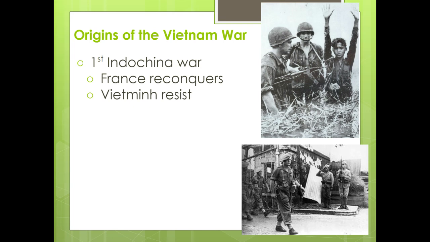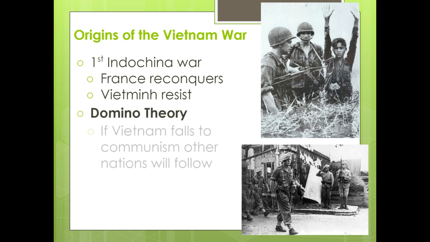Ho Chi Minh goes and he pleads with the United States to recognize Vietnam as an independent nation. But the United States wanted to stay on France's good side because France was part of that coalition resisting the Soviet Union, and we decided to go with the French instead. This is because of the Domino Theory. We were afraid that if Vietnam would fall, all those other nations surrounding it would follow. And this is part of containment.